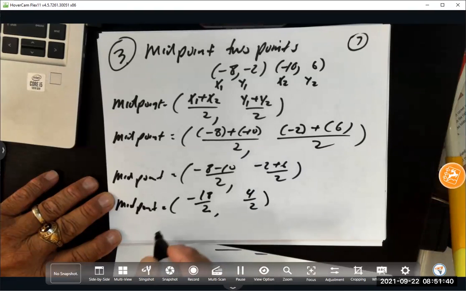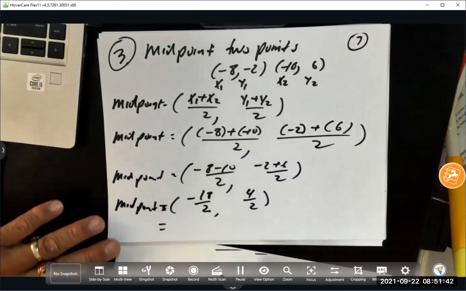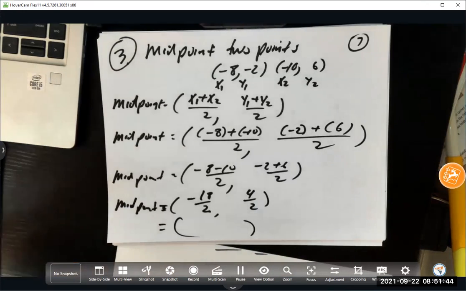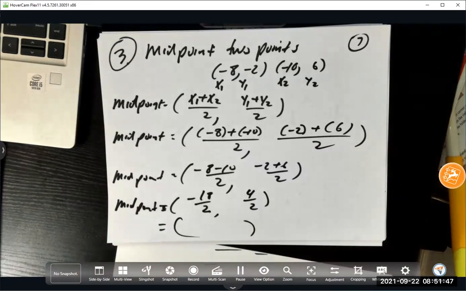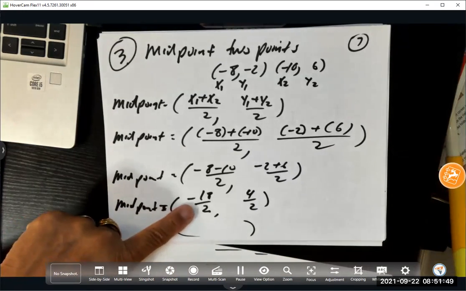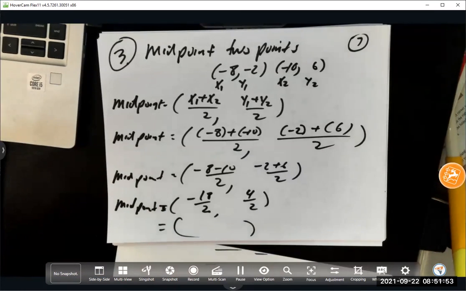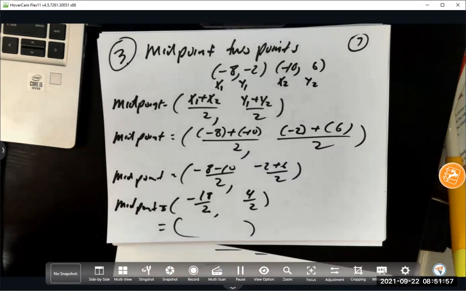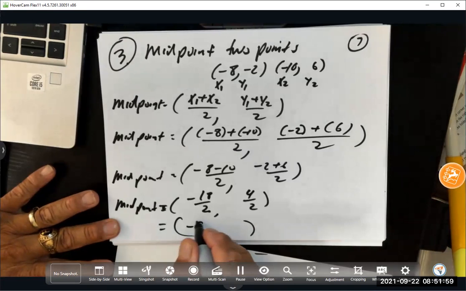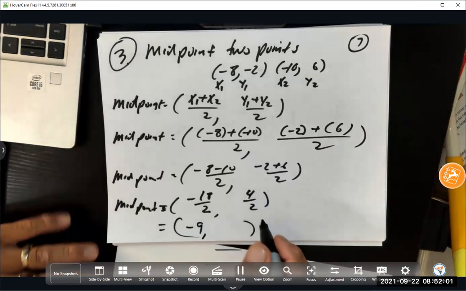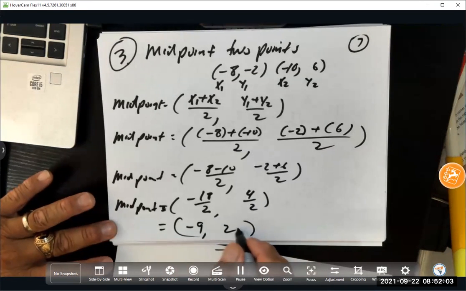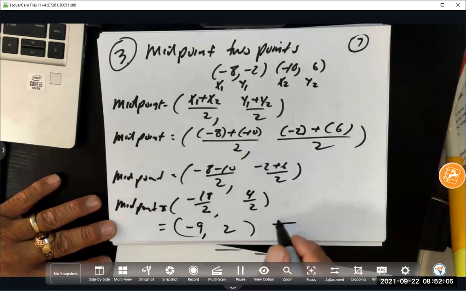But I can reduce it some more. What do you think I can reduce it to? Can I divide those numbers? Yes or no? What do you think that's going to be? Use the calculator. -18 divided by 2 is -9. What about 4 divided by 2? 2. So here's the answer right here.